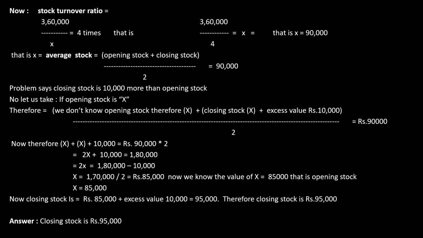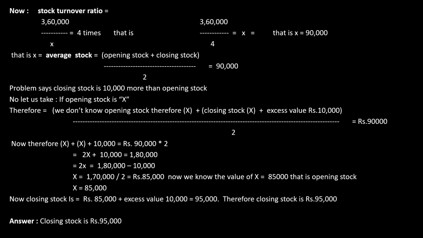Okay, so that's what you're going to find out. I have to find the opening stock first then. If I find the opening stock and add that 10,000 to it, it will give me the closing stock. Now let us take the opening stock as X.